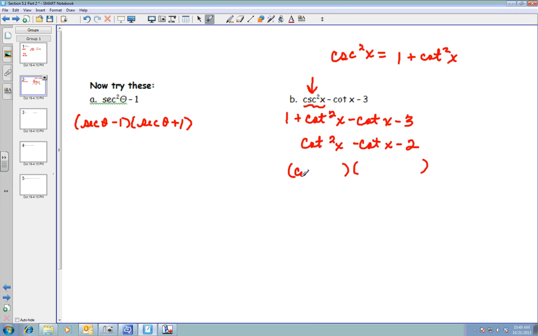I know cotangent x will be my first term. I know my signs are different. My factors of 2 are 1 and 2. And my negative has to go with the 2. So that's how I would factor that: cotangent x minus 2 times cotangent x plus 1.